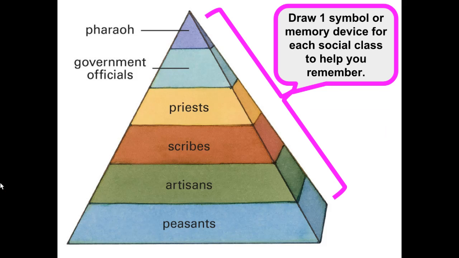On the right, you see some tick marks, some lines going off of your triangle. Just like usual, draw one symbol or memory device for each social class. So please right now, pause the video and draw a little symbol or a picture that helps you remember what a pharaoh being at the top is, government officials, then priests, scribes, artisans, and peasants. If you want to wait until after you watch the video to do that, when you have a better understanding of each class, that's okay too.